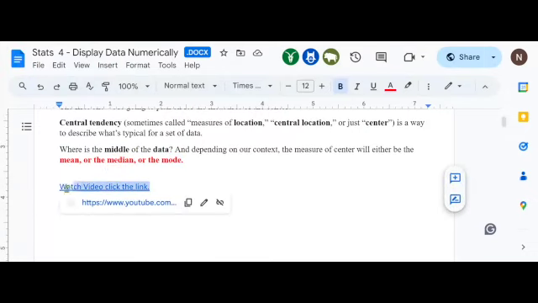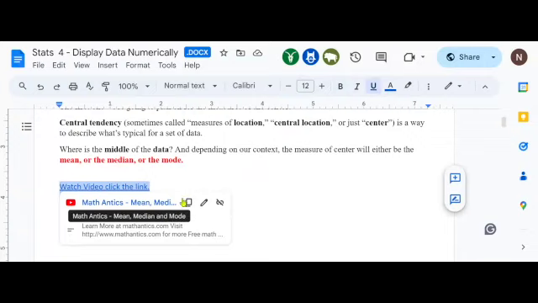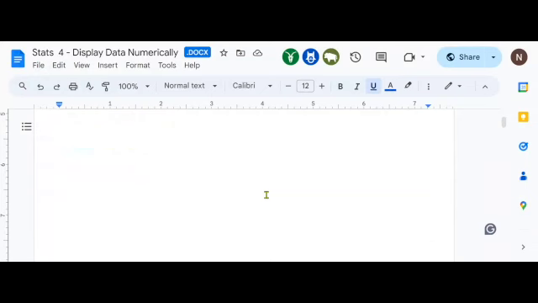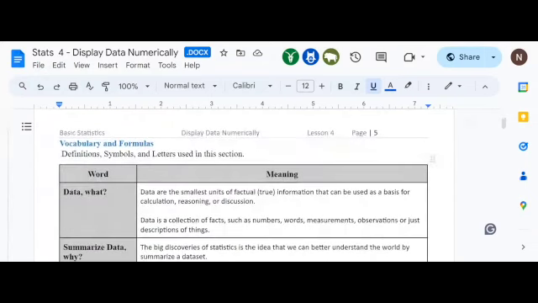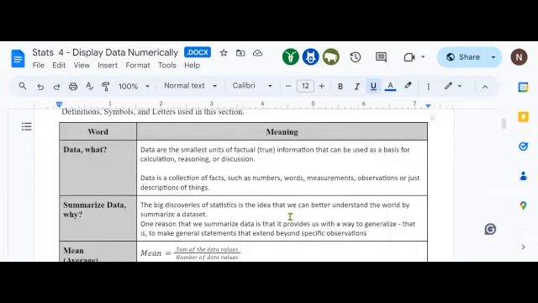There is a link here for a video. Nice video, you can watch that after class or at home. So the first question comes here for vocabulary. What is data? Data is the smallest unit of factual information that can be used as a basis for calculation, reasoning, or discussion. Data is a collection of facts such as numbers, words, measurements, observations, or just descriptions of things.